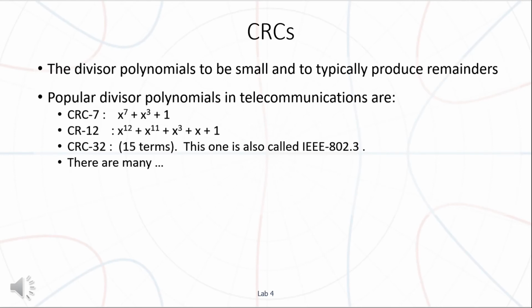As you can see, the divisor polynomial is what determines the type of CRC that's being computed. The divisor polynomials are chosen in such a way to produce remainders, because it's the remainder that is the CRC. So there are different types of CRCs that you can produce: CRC-7, CRC-12, CRC-32, CRC-16. There are a number of popular ones used in telecommunications applications.